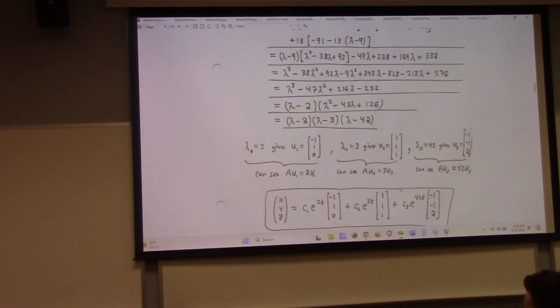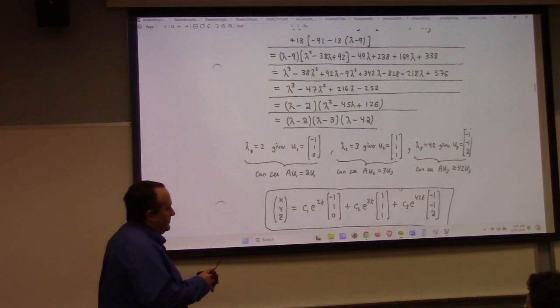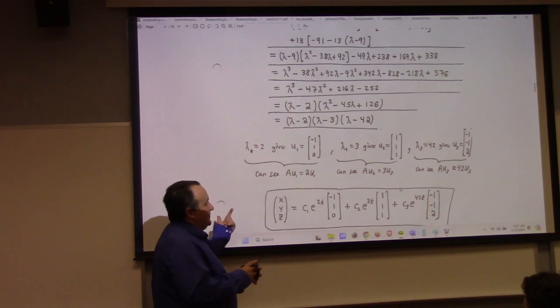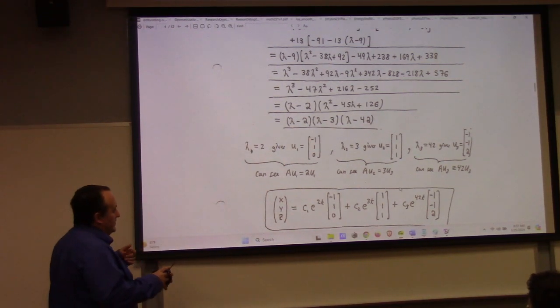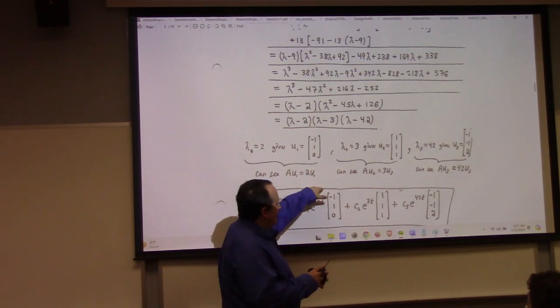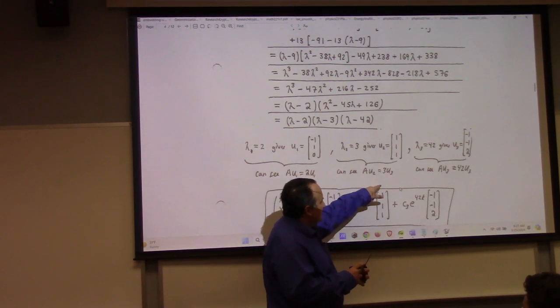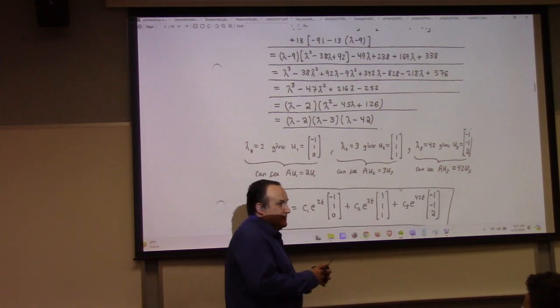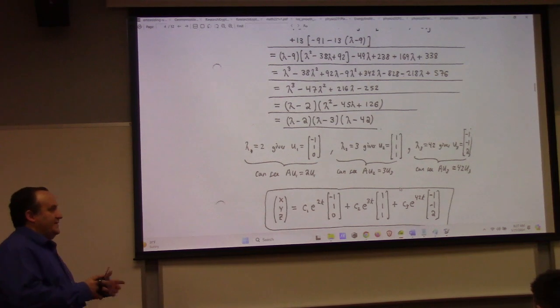Now, I don't have the work, but I think it's probably pretty easy to find the eigenvectors here. Minus 1, 1, 0, 1, 1, 1, and minus 1, minus 1, 2. You can go back up to the matrix and easily check that that matrix times that vector is twice the vector. The matrix times that vector is thrice the vector. The matrix times the U3 is 42 times U3, right? So that's how I check.